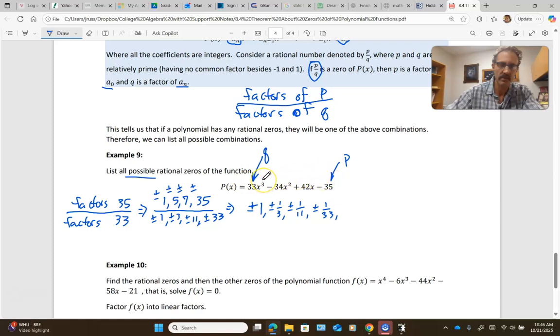Now, this is only a third-degree polynomial, so it can only have a maximum of 3 zeros, so obviously not all of these are going to be rational zeros. Alright, so now I'll do it for 5. 5 over 1 is just 5, but again, we could have both positive and negative. 5 over 3 is just going to be 5/3. 5 over 11.